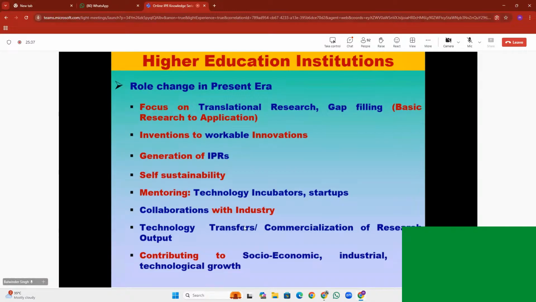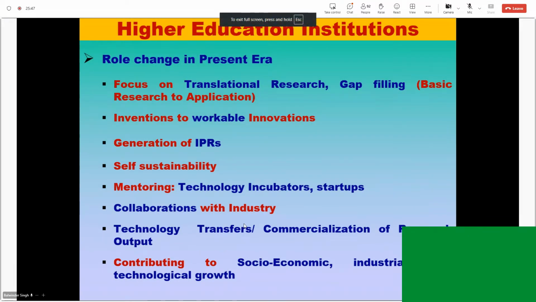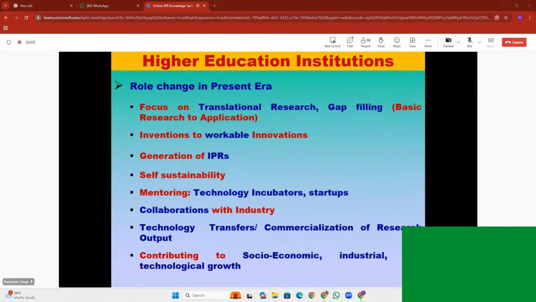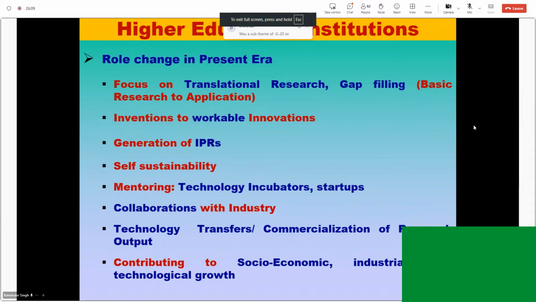The government has also established technology incubators and startup centers in most higher education institutions. Even our new educational policy focuses on skill-based education and application-based research. The ecosystem in higher education is transforming from basic research to applied research. Students are now thinking about technology transfer and starting their own startups.